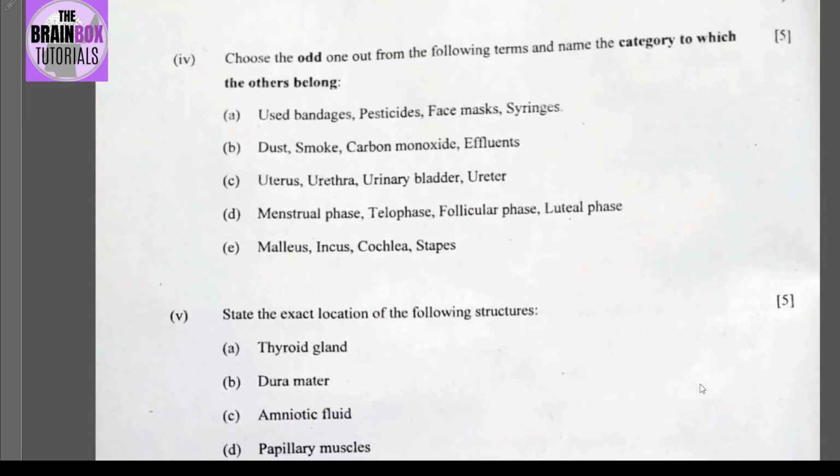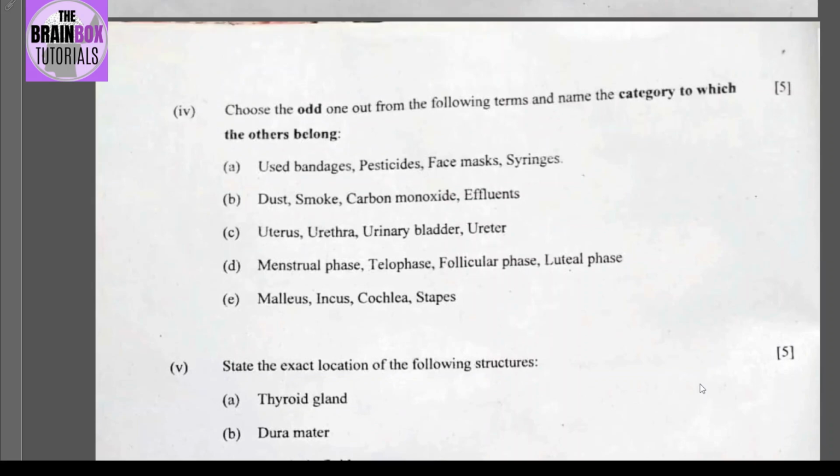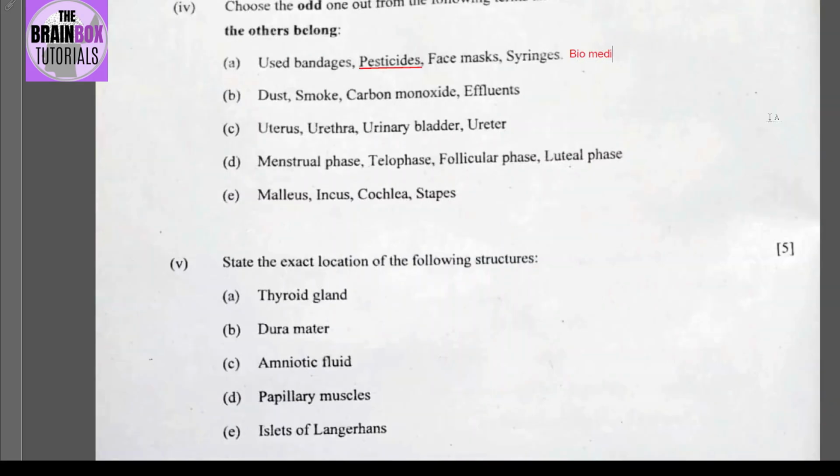Now coming to number 4, choose the odd one out from the following and name the category to which the others belong. Number A, used bandages, pesticides, face masks and syringes. Here the odd one is pesticides, and the category to which others belong, biomedical waste. Now number B, dust, smoke, carbon monoxide and effluents. So the odd one is effluents, and the category to which others belong is air pollutants.